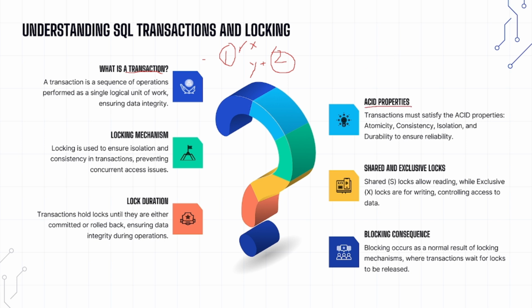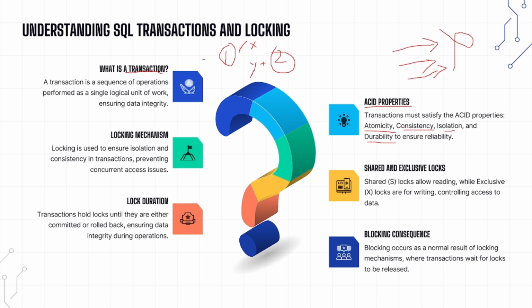So it involves the ACID properties. Transactions in SQL Server adhere to a set of properties known as ACID properties. This is a fundamental concept in database management. ACID is an acronym for atomicity, consistency, isolation, and durability. Atomicity means that a transaction is an indivisible unit of work. It is an all-or-nothing proposition. Either all the operations within the transaction succeed or none of them.